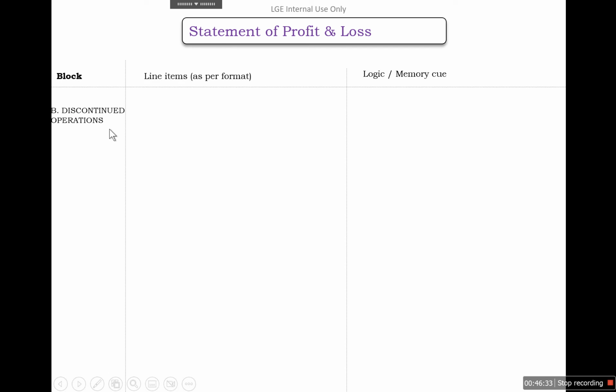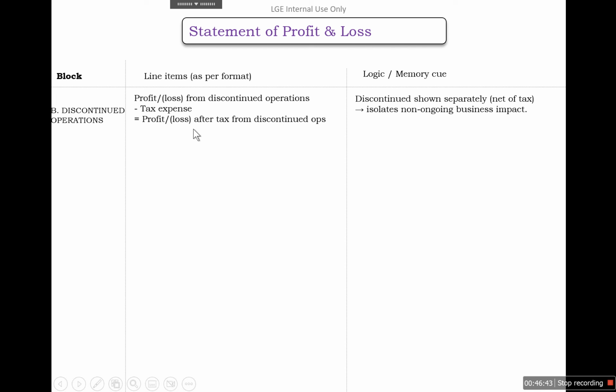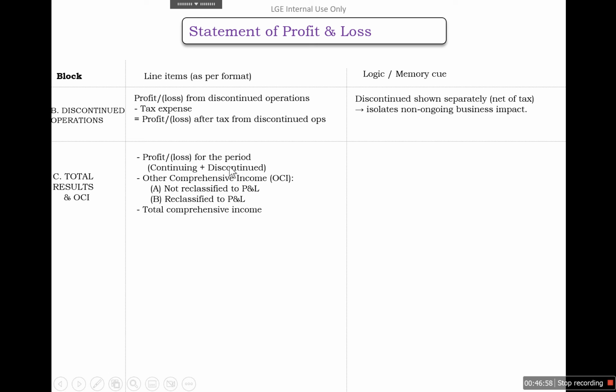Thereafter, we need to present the profit and loss of the discontinued operations. Then we present tax separately. Then the final profit and loss from the discontinued operations. So discontinued operations are shown separately in Division 2 of Schedule 3. Thereafter, we need to present the total results: profit and loss for the period from continuing and discontinued operations, then other comprehensive income, which is further classified into items not reclassified to P&L and items reclassified to P&L.